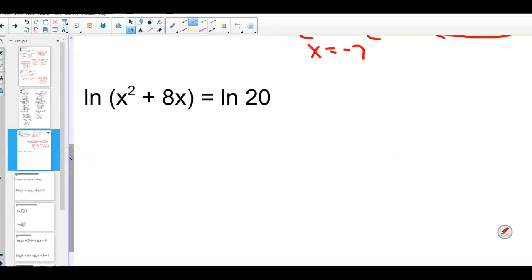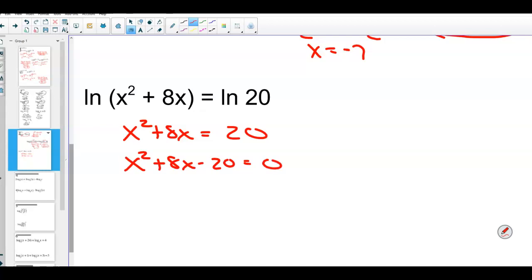The natural log follows the same rules as log. So if you have a natural log on each side, we can literally set these two equal. When you have an x and an x squared, that should be a signal I'm going to have to factor. So we have x squared plus 8x minus 20 equals 0. X plus 10, x minus 2 equals 0. So my answers are negative 10 and 2.